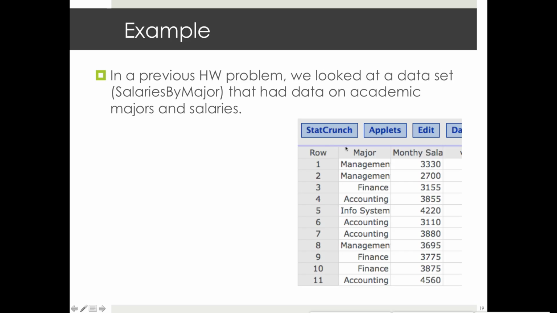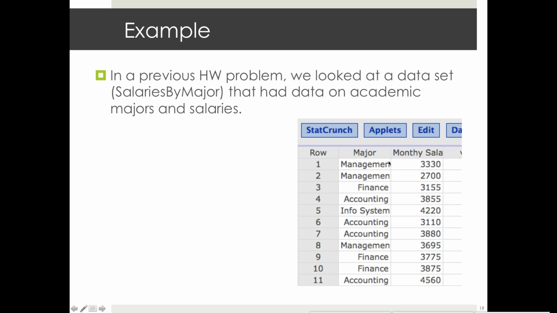You'll notice that we have two columns. Our first variable is major, and you can see that there are different categories of majors that are possible, including management, finance, accounting, information systems. Also, we have a second variable, monthly salary, which corresponds to the average monthly salary of a particular person with a corresponding major.